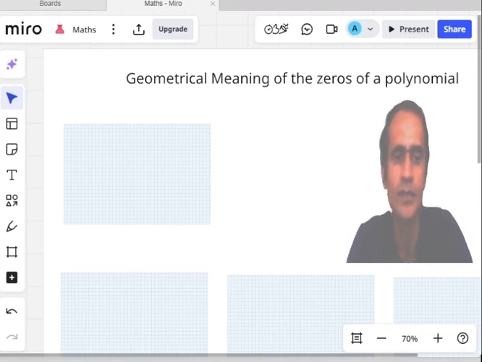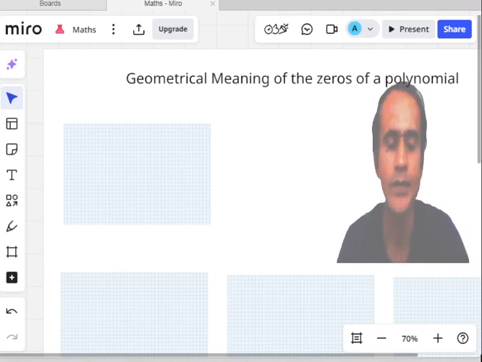Hello, dear students. In the last chapter of Polynomial Part 1, we studied what is the meaning of polynomial, what are the different types of polynomials like monomial, binomial, trinomial, and based on the degree we classified polynomial into a linear polynomial, quadratic polynomial, or a cubic polynomial.